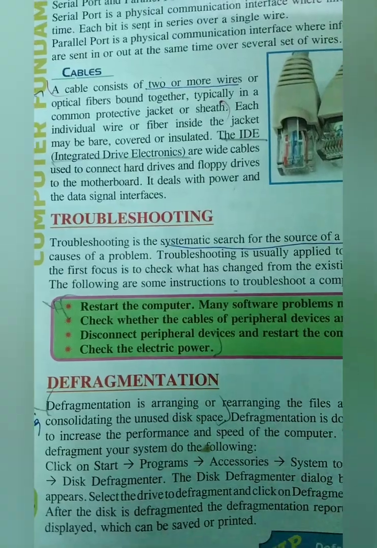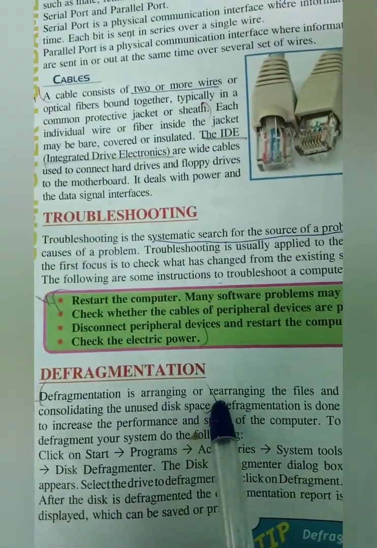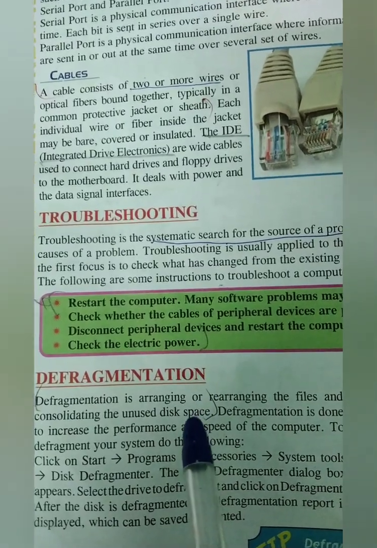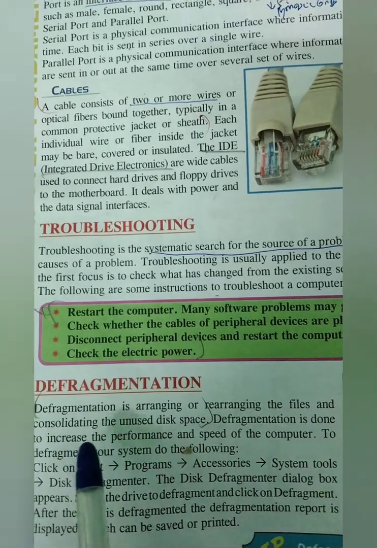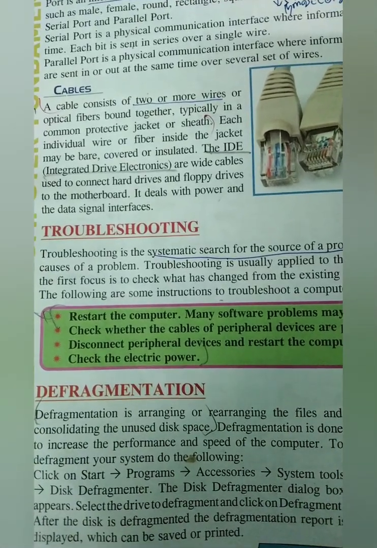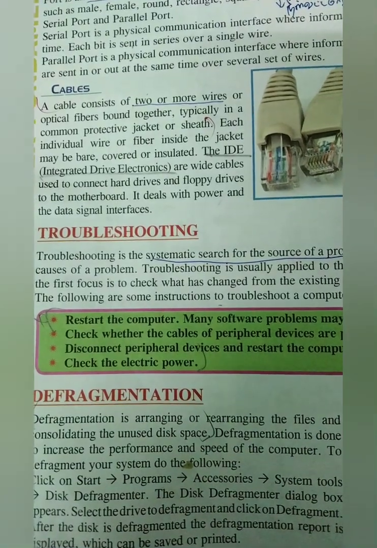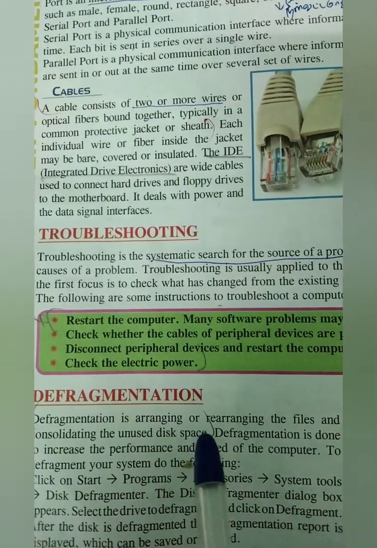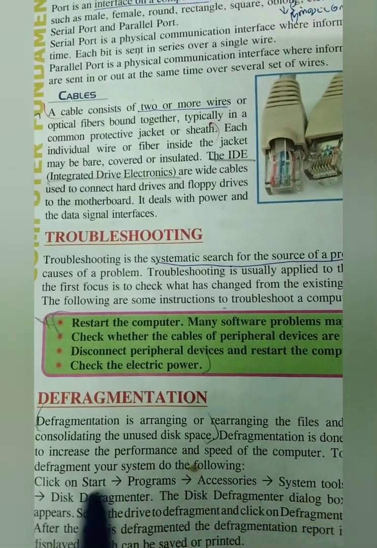Defragmentation is arranging or rearranging the files and consolidating the unused disk space. It helps to know where the unused space is available, and defragmentation is done to increase the performance and speed of the computer. If defragmentation is done, the unused space will be identified and deleted, so the performance and speed of the computer will be increased.